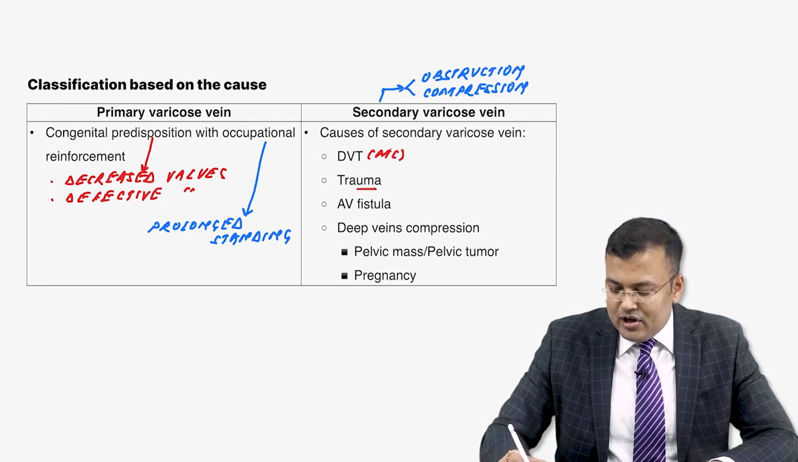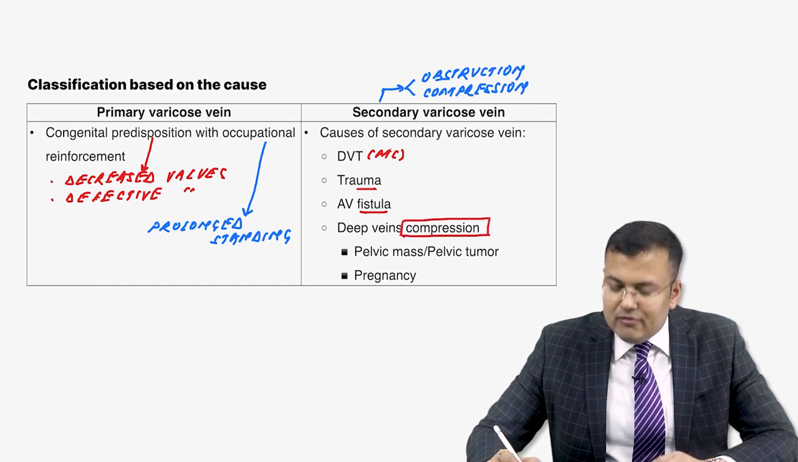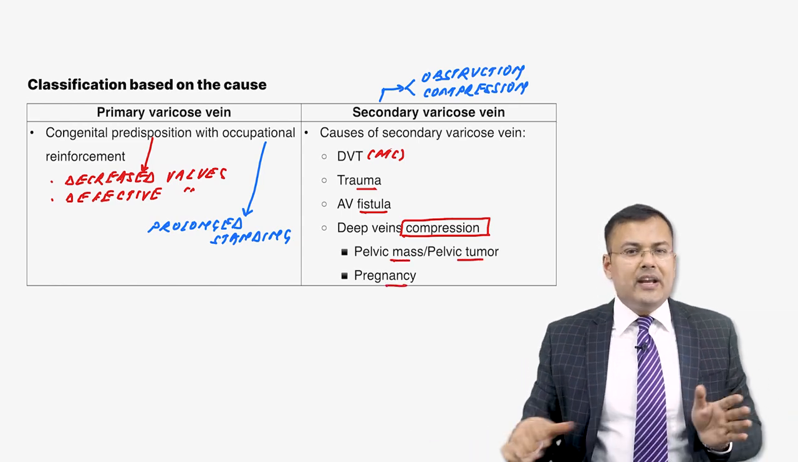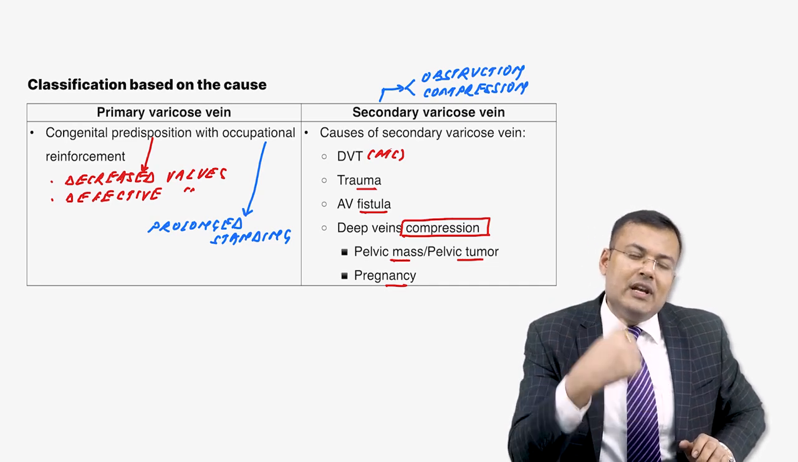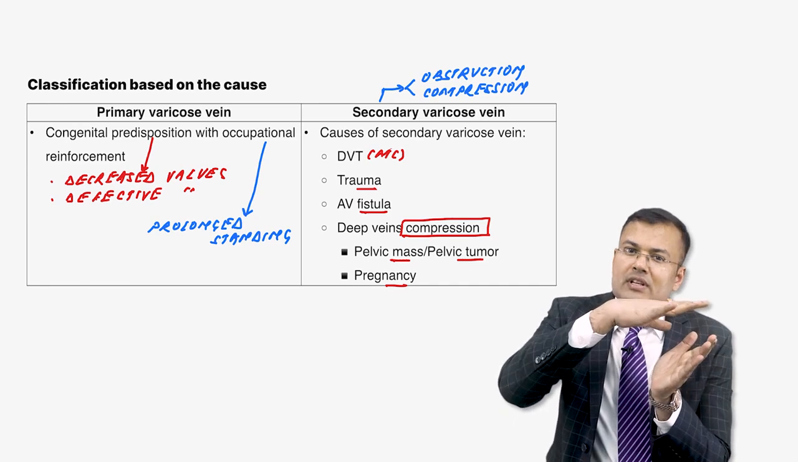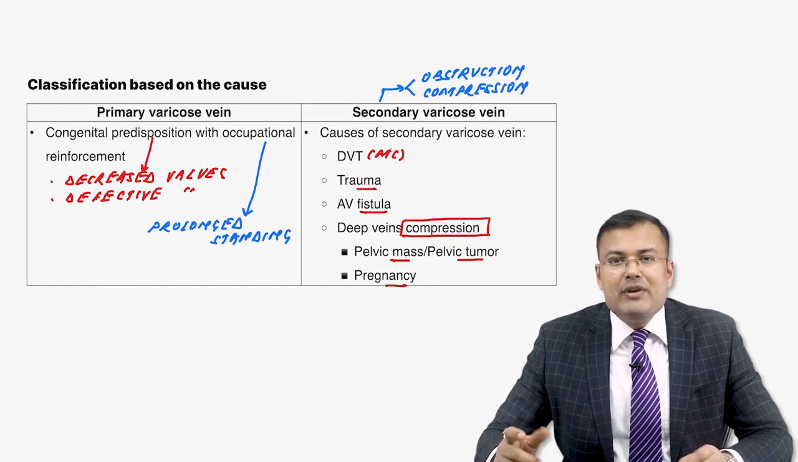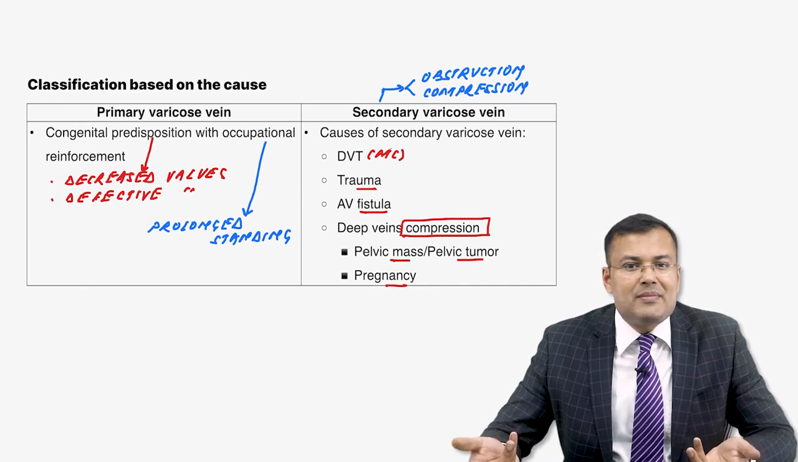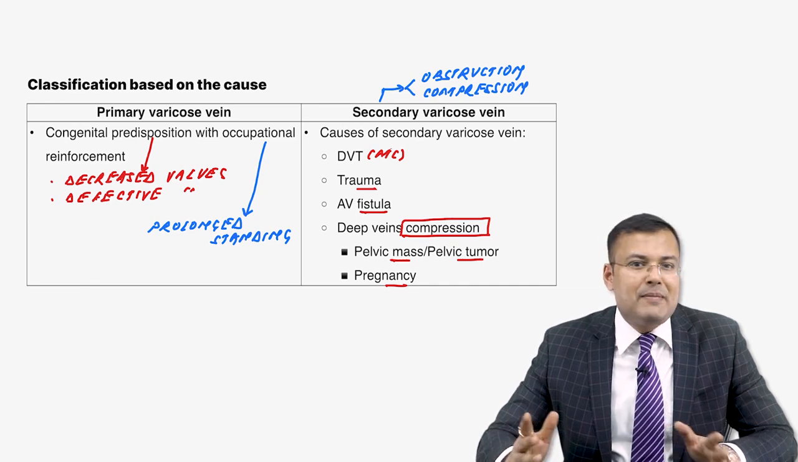It can occur because of trauma, AV fistula, or sometimes there is deep venous compression. In which cases? In pelvic mass, pelvic tumor, and pregnancy. Remember, in pregnancy, usually you are going to notice that the patient is having varicosity in one limb only. Why? Because the gravid uterus is going to take a turn, and on that side only it is going to compress the deep veins. And what is the good thing? After delivery, this varicose vein or varicosity disappears. So these are the types of varicose vein on the basis of cause, primary and secondary.